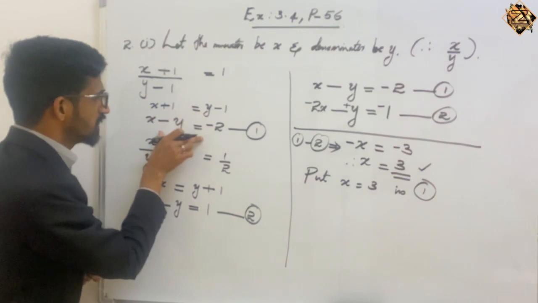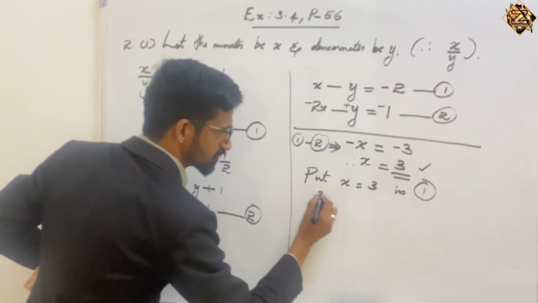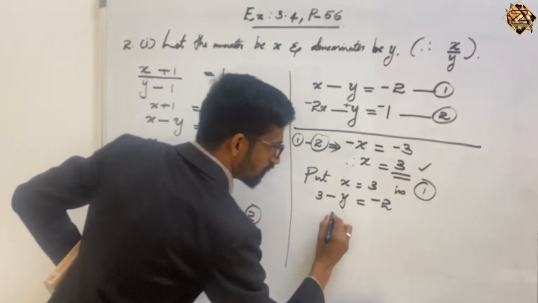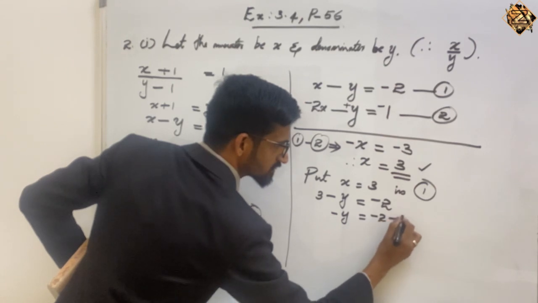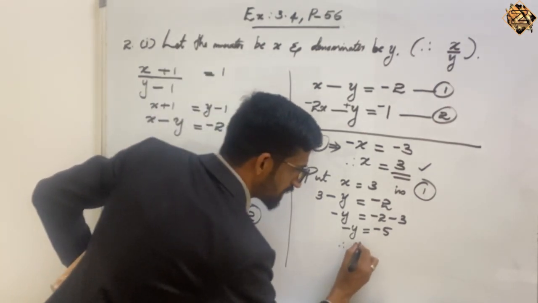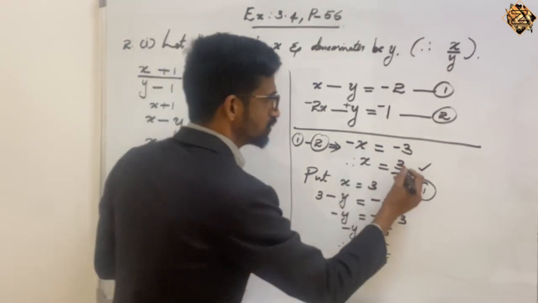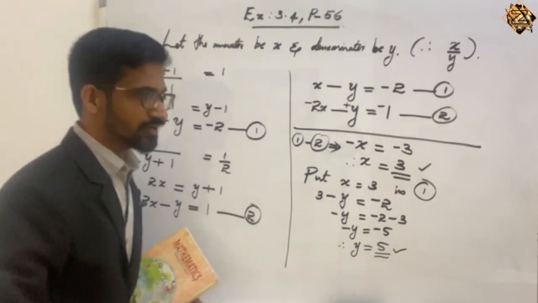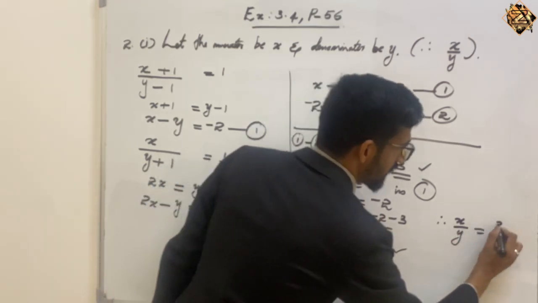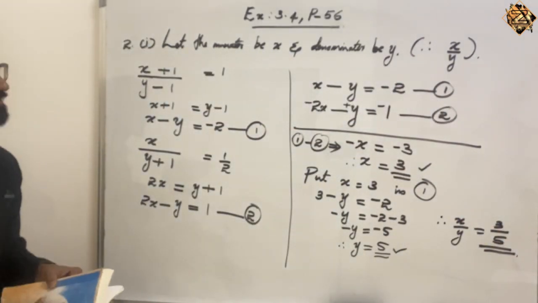So here we have equation 1. Substituting the value of x as 3 in equation 1, we get 3 minus y equals minus 2. Therefore minus y equals minus 2 minus 3, that is minus 5. So minus y equals minus 5, therefore y equals 5. Finally we got x equal to 3 and y equal to 5. Therefore the required fraction x by y equals 3 by 5. This is the required fraction. Hope it is clear. Take it to your notebook, students.